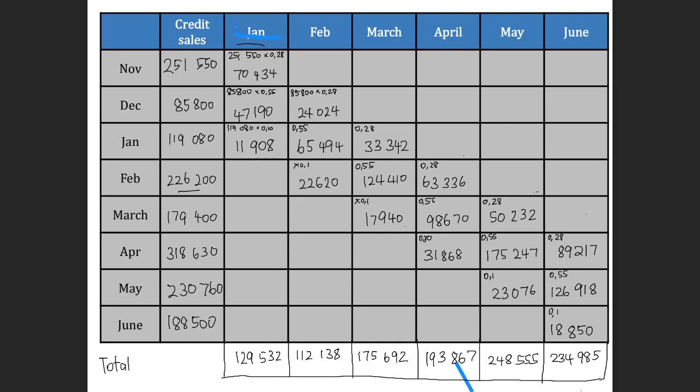Okay, so those are your values for your debtor schedule. Are there any questions? It's pretty straightforward, and as I said, it is a section that you can gain a lot of your marks in for test 2, so please do make note of that.